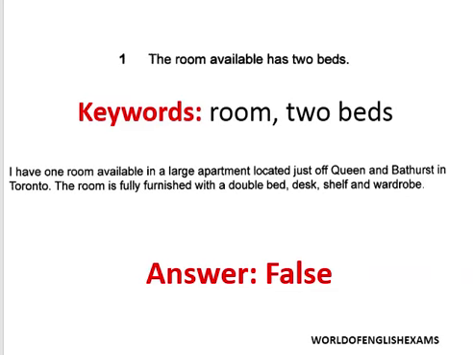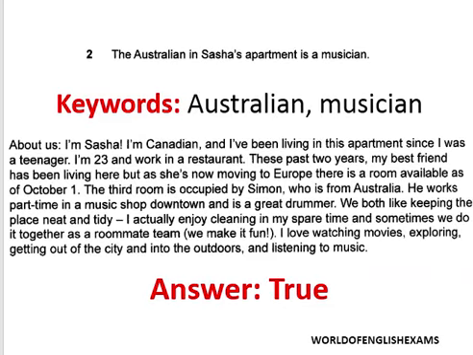Now let's move forward to the second statement. The Australian in Sasha's apartment is a musician. So here the keywords are Australian, that is the nationality, in Sasha's apartment is a musician. So musician also is a keyword. Now let's look at the description. About us. I am Sasha, I am Canadian, and I have been living in this apartment since I was a teenager. I am 23 and work in a restaurant.